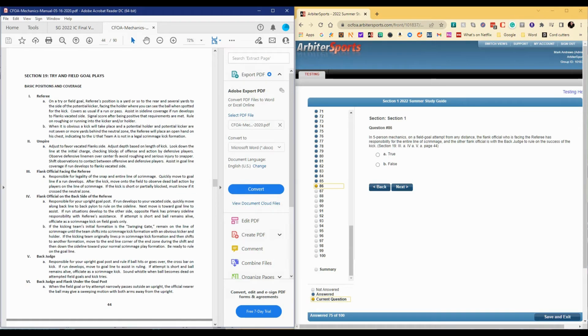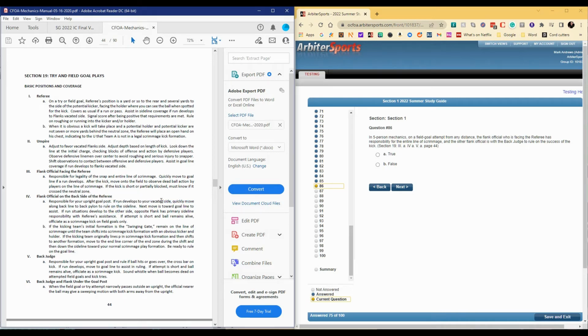Question 86. In 5-person mechanics, on a field goal attempt from any distance, the flank official who is facing the referee has responsibility for the entire line of scrimmage, and the other flank official is with the back judge to rule on the success of the kick. So if we look at the flank official on the back side of the referee, that's the one he's not facing, responsible for your upright goalpost.